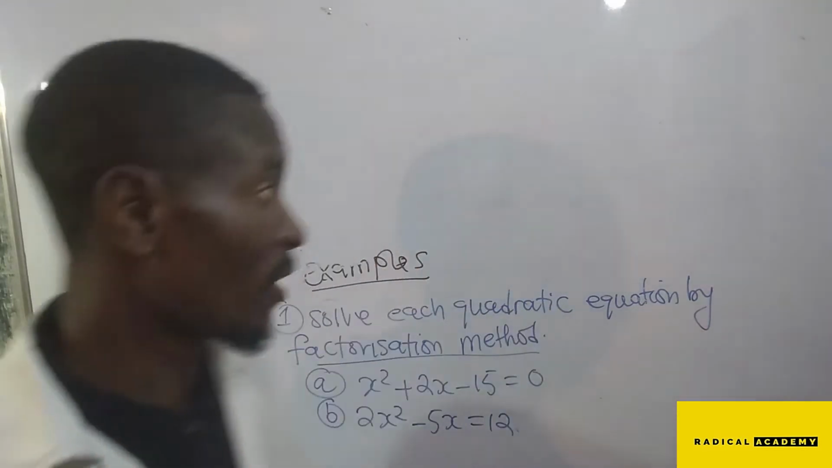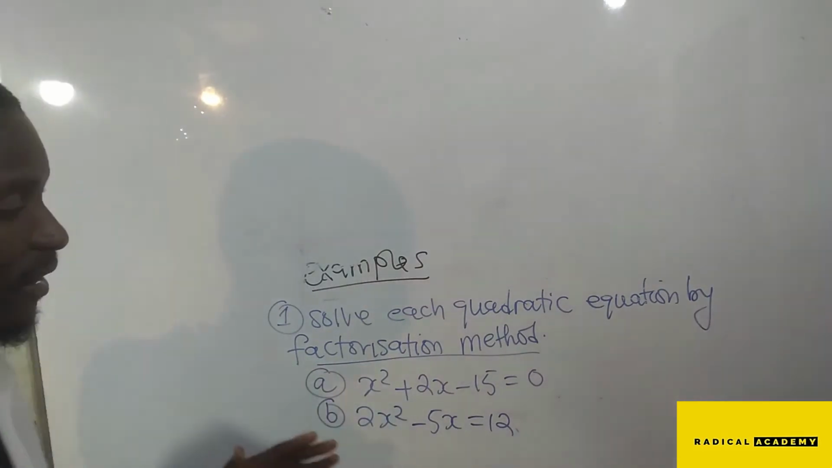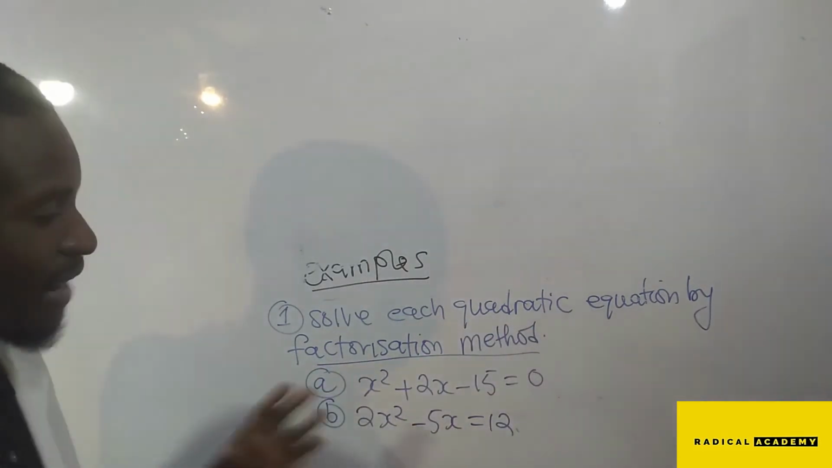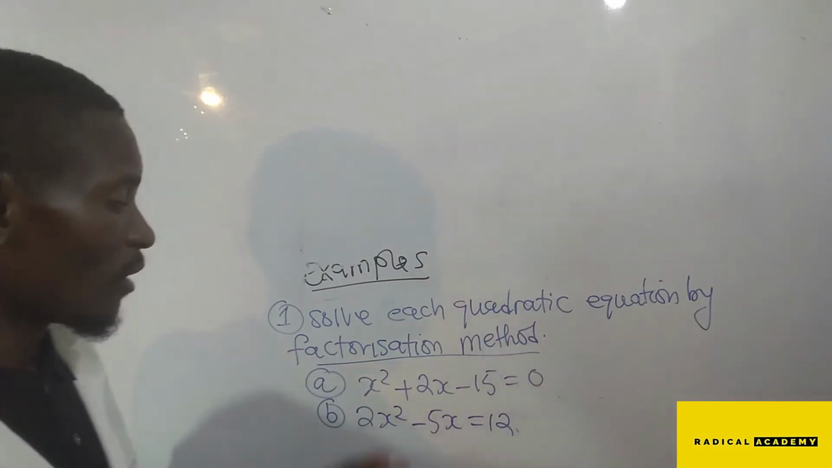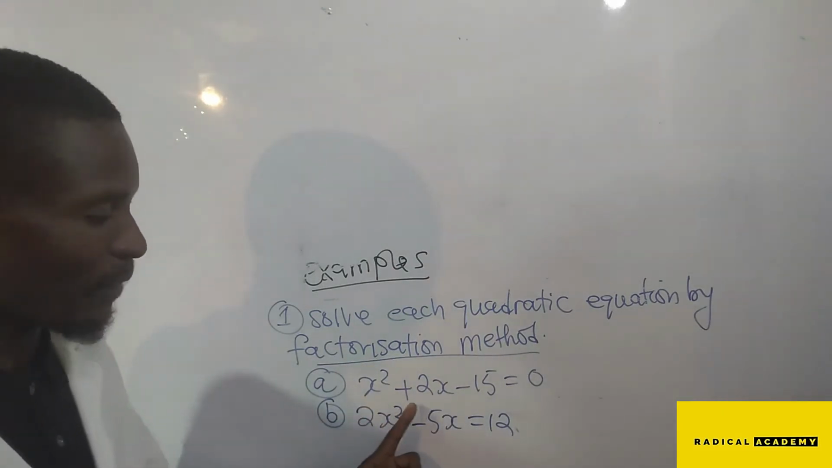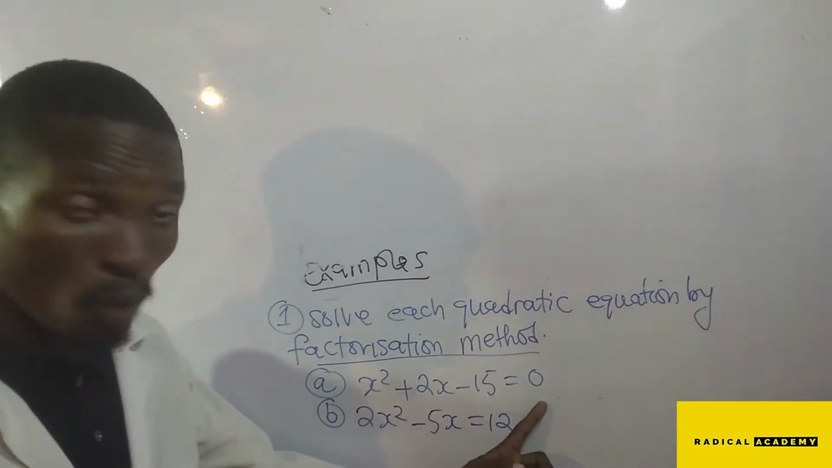Check this out. Now we are saying solve each quadratic equation by factorization method. The first one is x squared plus 2x minus 15 equals 0.